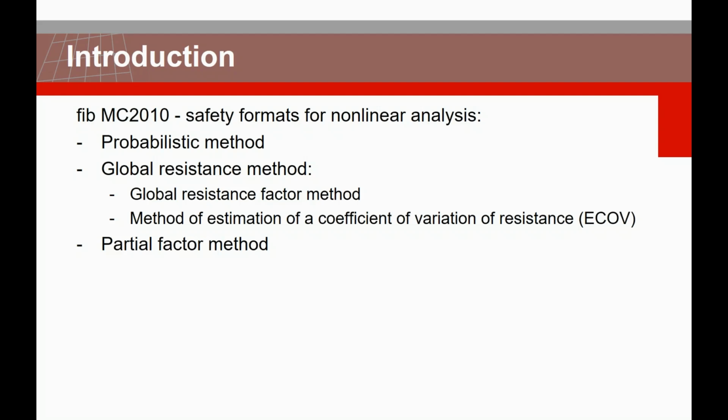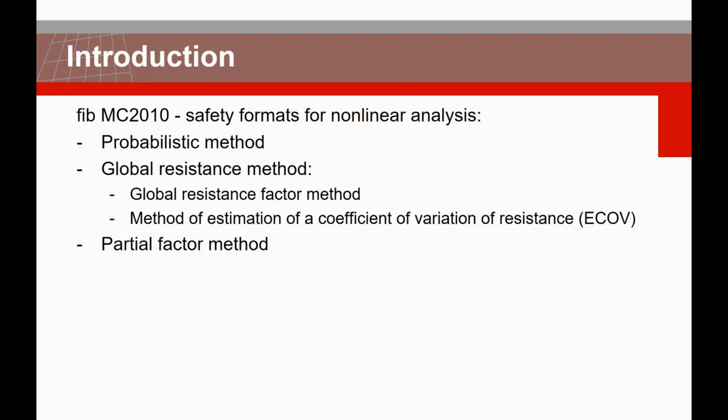Then you have the global resistance method. There are 2 methods in that one. Basically, you do a finite element analysis using mean material properties, and then you reduce that by a material factor. In terms of the ECOV method, that's the second one. That's also probably the one which is used most.